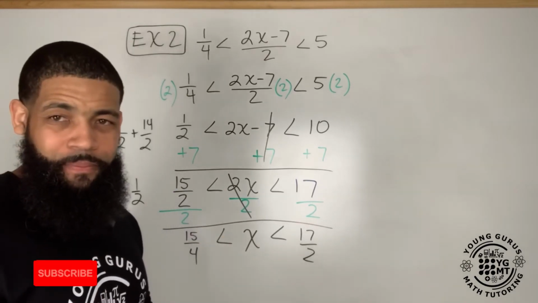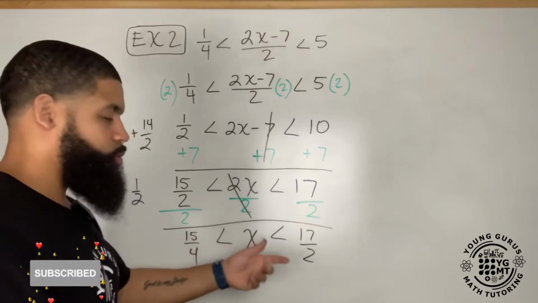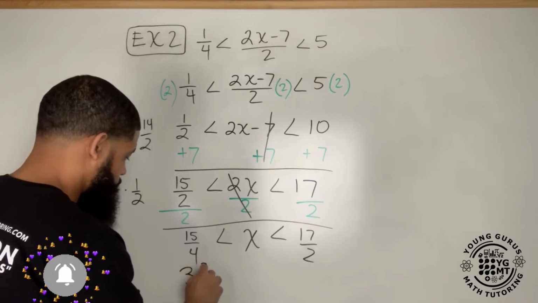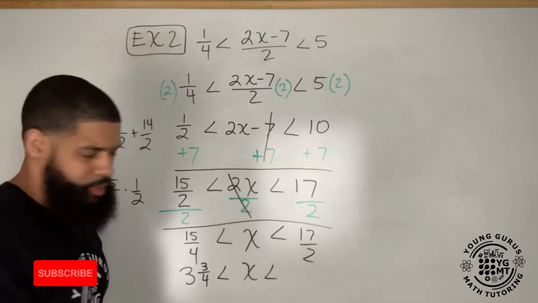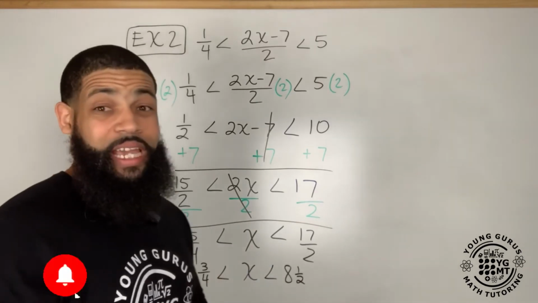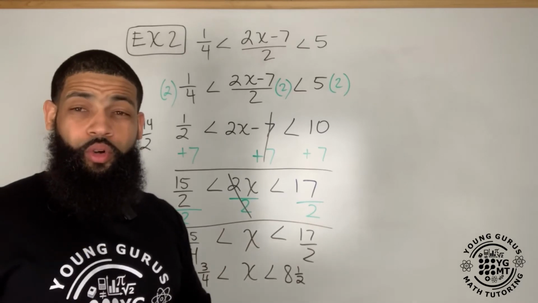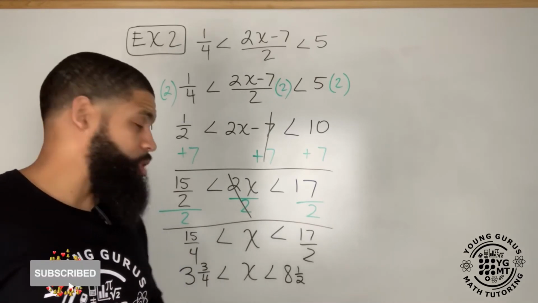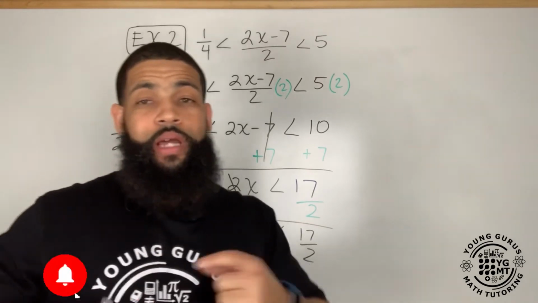Now you can change these to mixed numbers, but by the time you get to this level, you're going to be working with improper fractions. So if it makes you feel better, this is 3 3/4 is less than x, which is less than 8.5. Okay, so x is between 3 3/4 and 8.5, and it's important that you get these values correct, because there's going to be a difference. The 3 3/4 and the 8.5, they're not included in our answer.